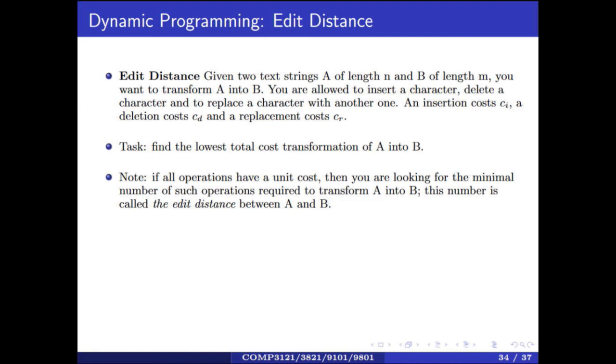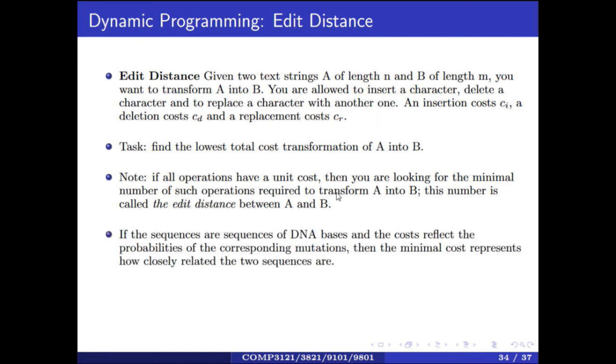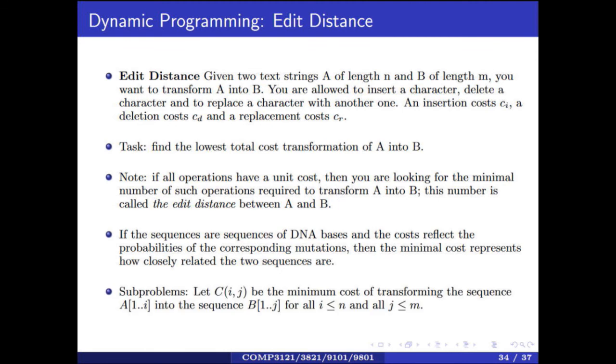biologists, if you are comparing two strings of DNA, would want to penalize differently for excising something, for deleting something, for inserting, or for replacing? Exactly, because the probabilities of insertion, deletion, and replacement of one nucleotide with another are not of equal probability, and you want your distance to reflect the probability of having such a mutation. Okay, so how do we solve this problem?